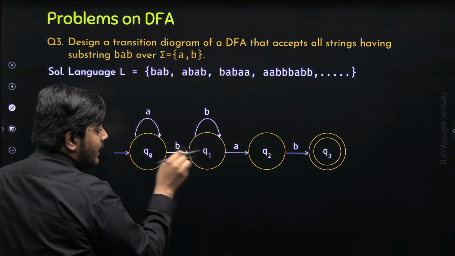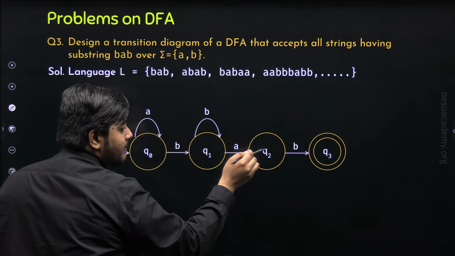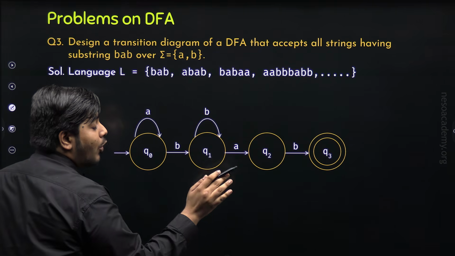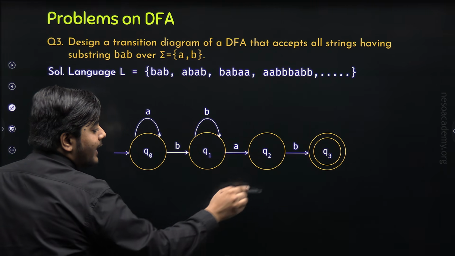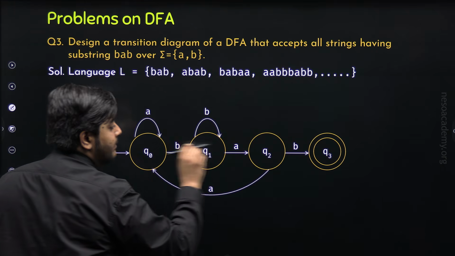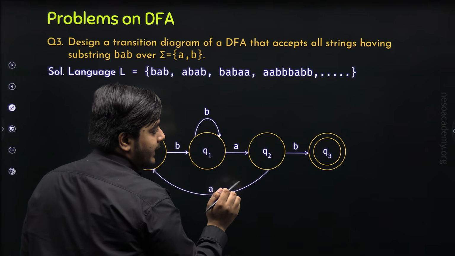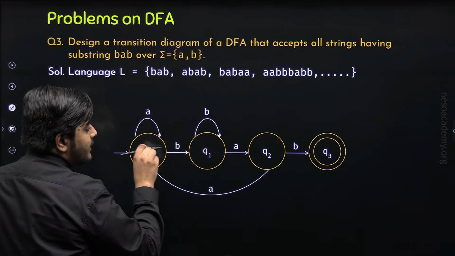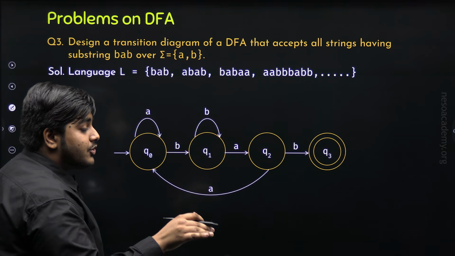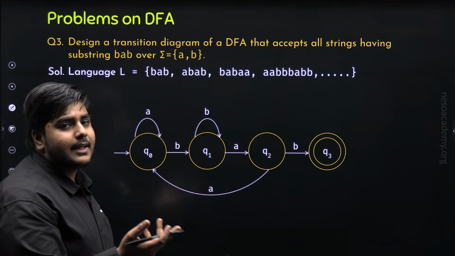And you can see the string BA is already processed. So if I get the input symbol A, the string will be like BAA, which will destroy the whole pattern. So I again need to go back to the state Q0 so that my string contains BAB. Now, for our accepting state Q3, we can see that the string BAB is already processed, which means our string contains BAB. So what comes after BAB, it doesn't matter.